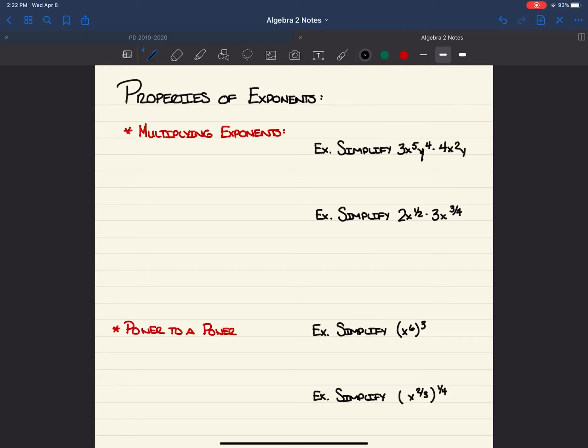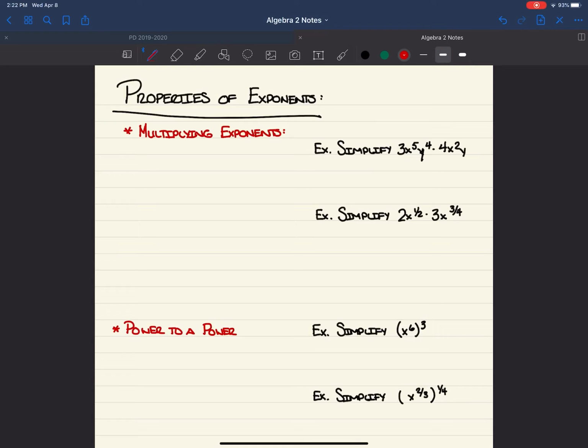As you can see at the top of my notebook page, in the title, this video is going to review properties of exponents. So we're going to run through a couple of properties, and I'm going to do an example of each of those properties. To get started over here on the left, you'll notice our first property says multiplying exponents.